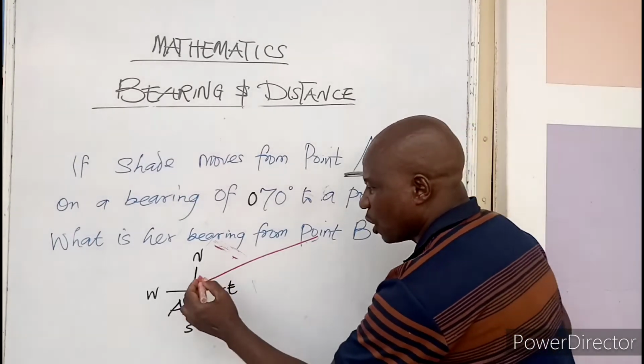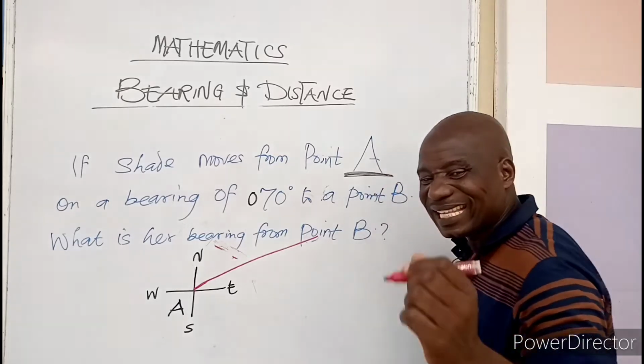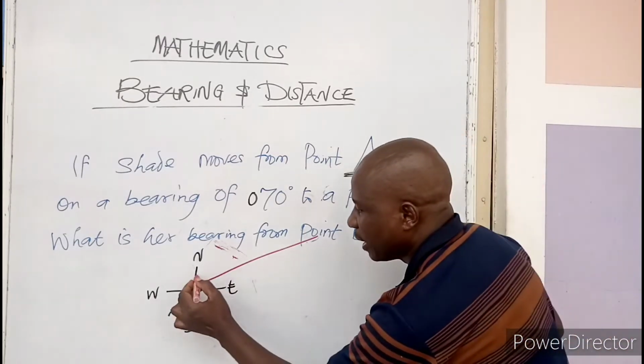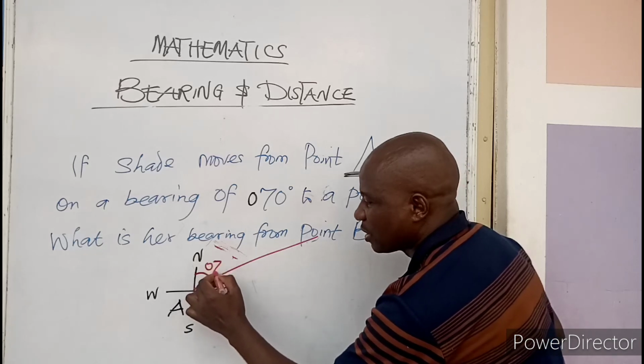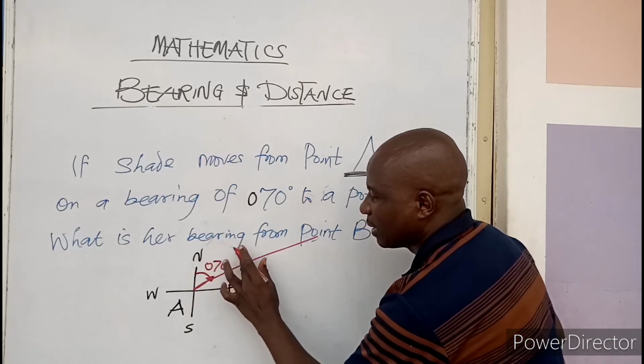Is that clear? So I will start. Where did I start from? I started from north. So you say like this. So this place is 070. What is that? That is 70.